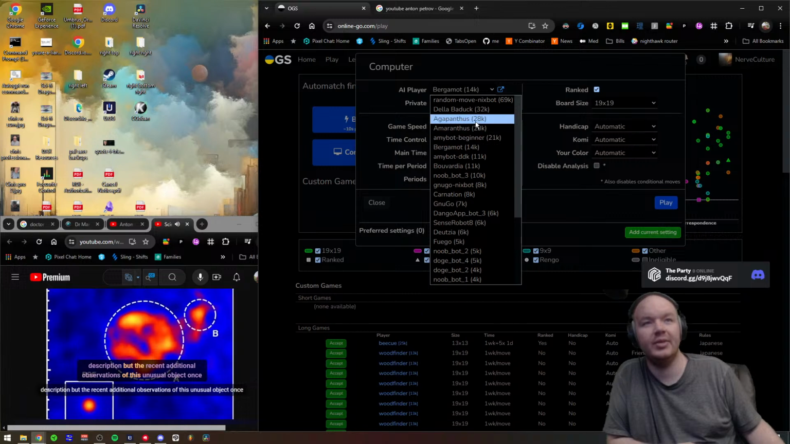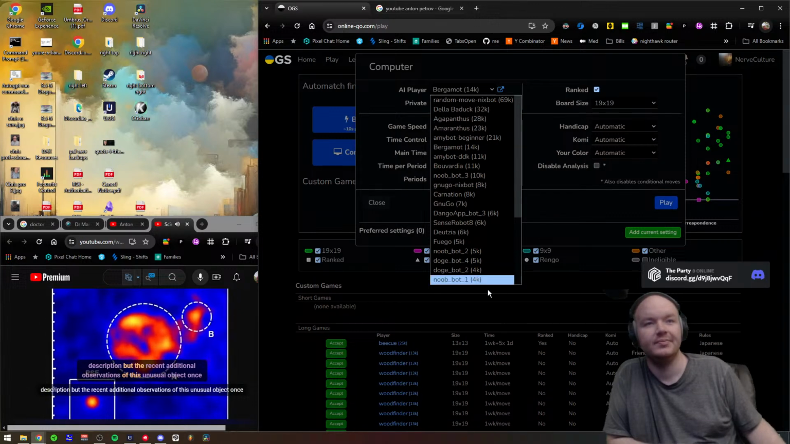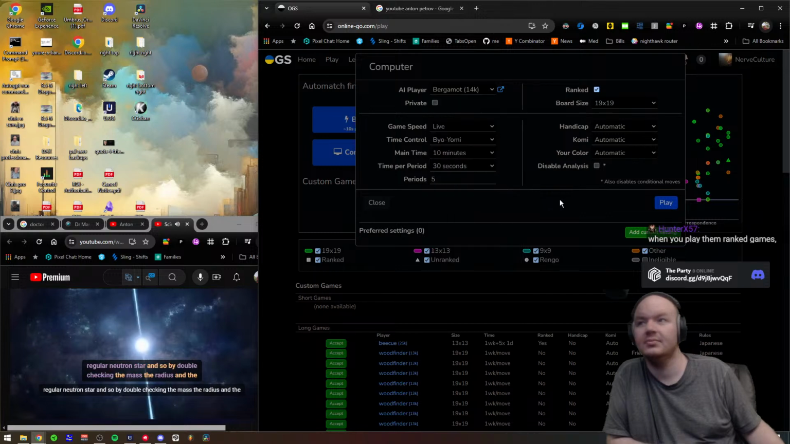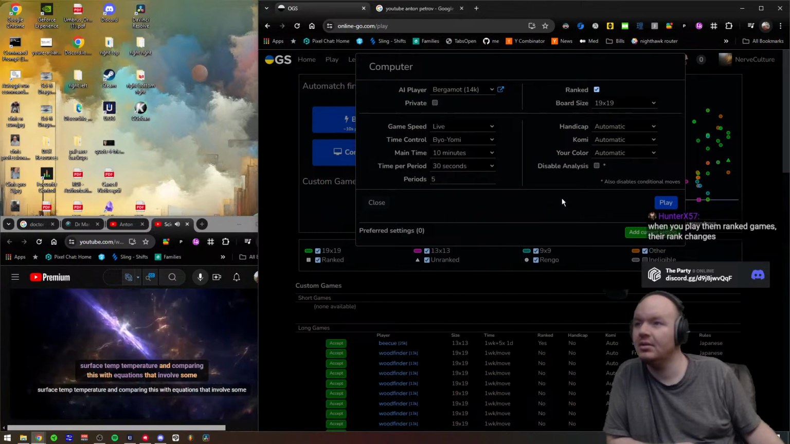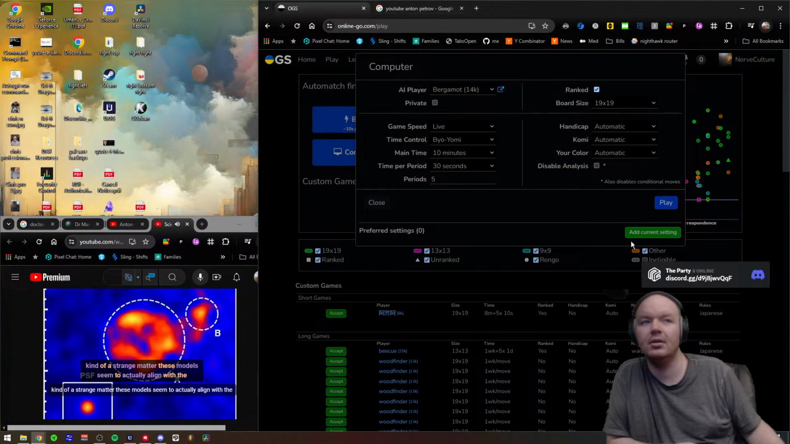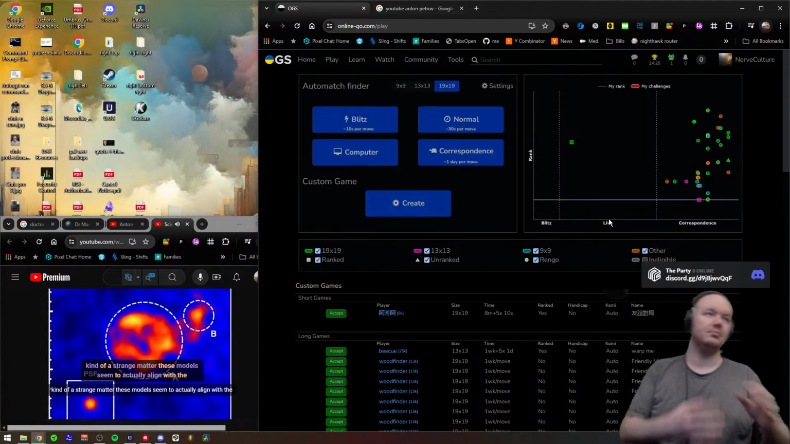But the recent additional observations of this unusual object once again confirmed that something here does not add up. It does not seem to be a regular neutron star, and so by double checking the mass, the radius, and the surface temperature, and comparing this with equations that involve some kind of a strange matter, these models seem to actually align with the observation.